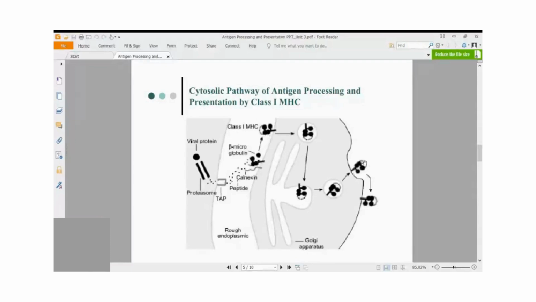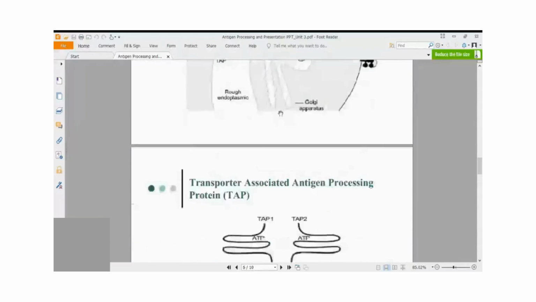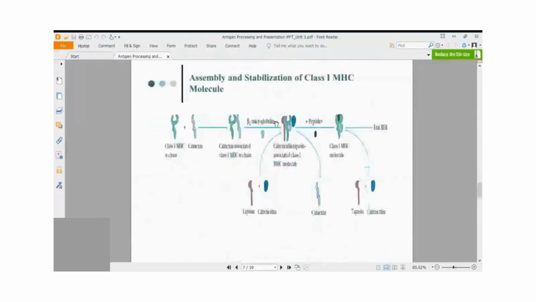But you know that I have told you, if class 1 MHC expression fails, cells have the special ability to recognize that particular cell which is not expressing class 1 MHC and then attack that cell. Okay, so the cytosolic pathway of antigen processing and presentation involves presentation on class 1 MHC. What is the ultimate mechanism?